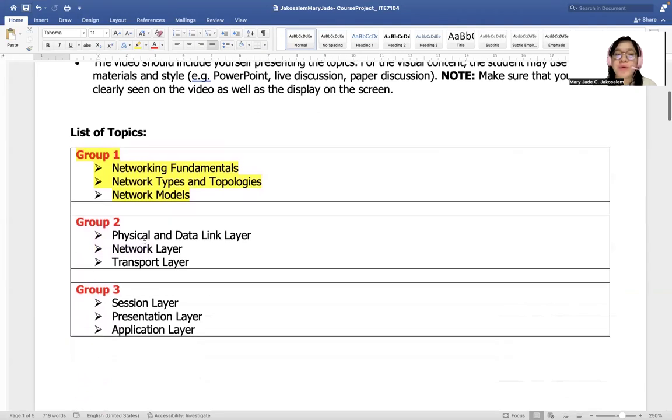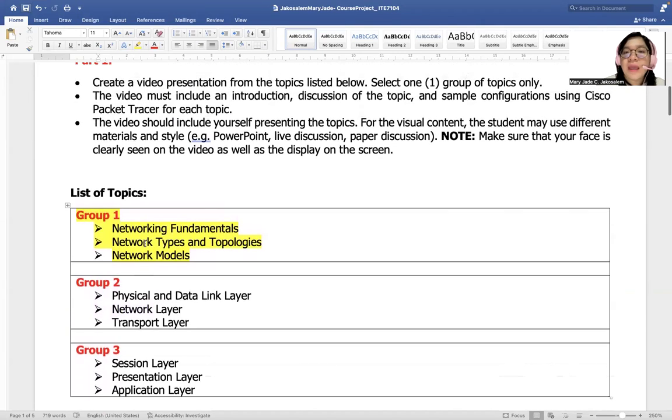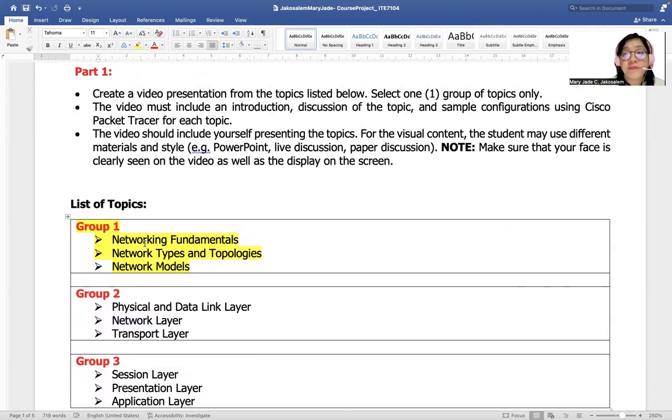We have 3 groups of topics. I have to select one group of topics only. So the video must include an introduction, the discussion of the topic, and sample configurations using the Cisco Packet Tracer for each topic. The video should include me presenting the topics. For the visual content, the student may use different materials and styles, for example, PowerPoint, live discussion, paper discussion. I have to take note that I have to make sure that my face is clearly seen on the video as well as a display on the screen.